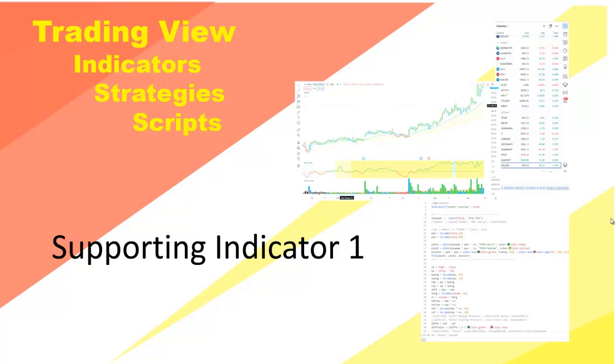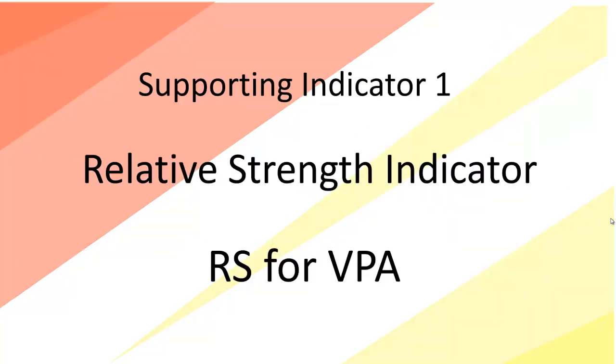In this video, we are going to look at one supporting indicator for the VPA 5.0. This indicator is the relative strength indicator in TradingView for supporting the VPA 5.0 script. This indicator is called the RS for VPA. In this video, we look in detail about this indicator.